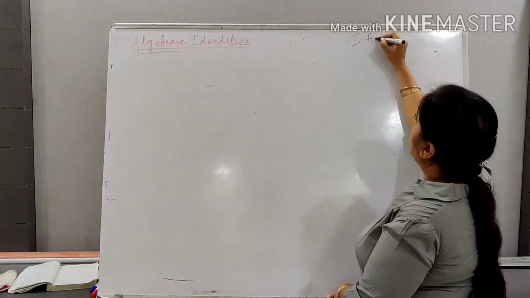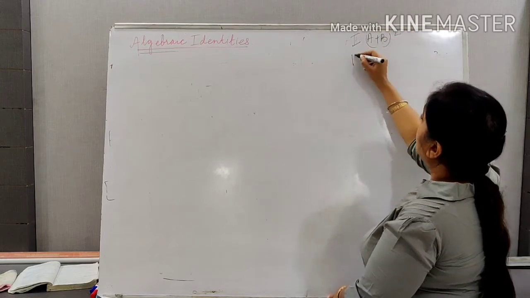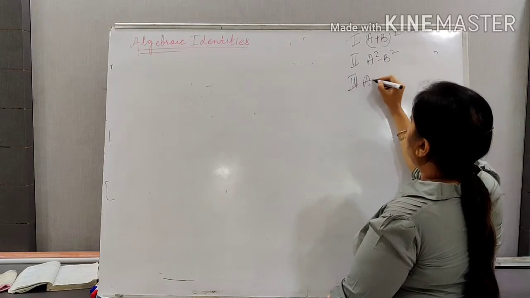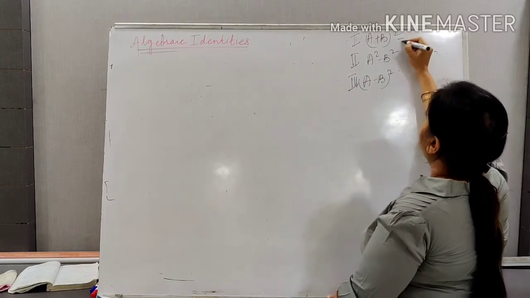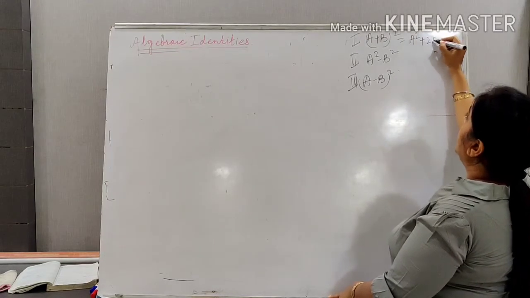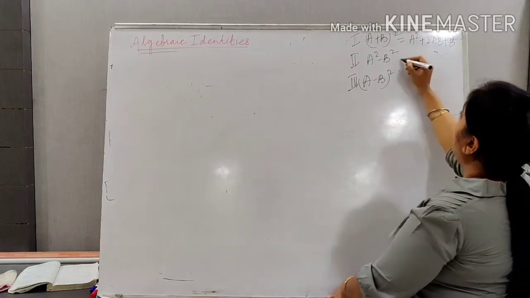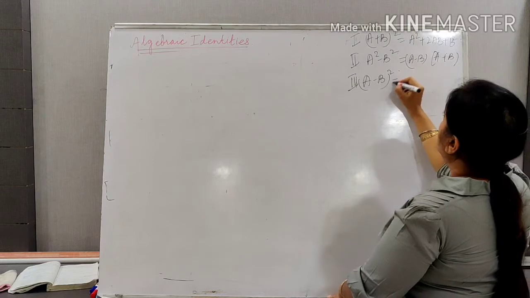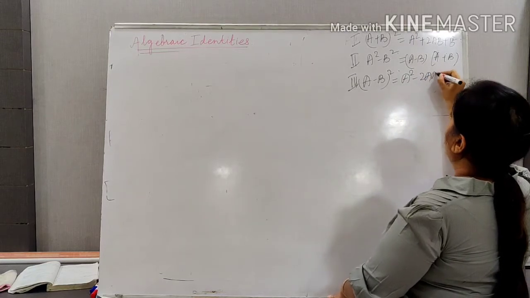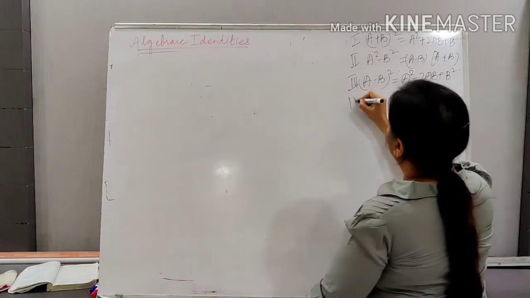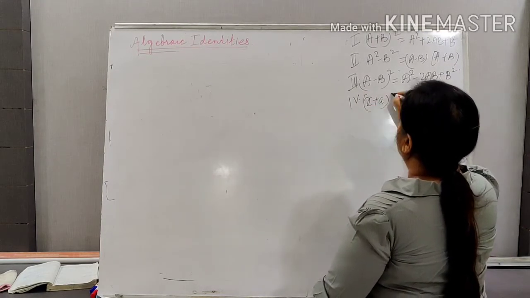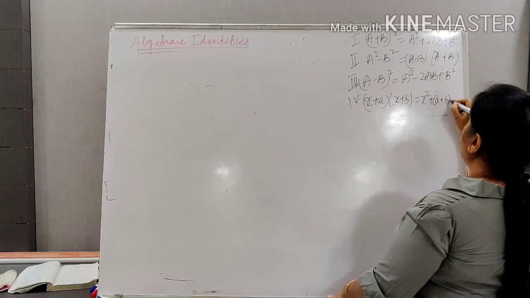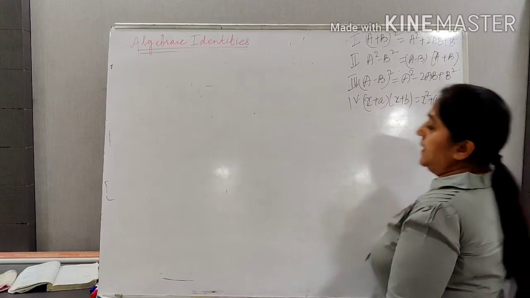What was it? One was (a plus b) whole square. Second one was a square minus b square. Third, we discussed (a minus b) whole square, which is the same as (a plus b) whole square, a square plus 2ab plus b square. This is the same as (a minus b)(a plus b), we had already discussed. This is a square minus 2ab plus b square, and the fourth identity which we discussed was (x plus a)(x plus b), which is the same as x square plus (a plus b)x plus ab, right?